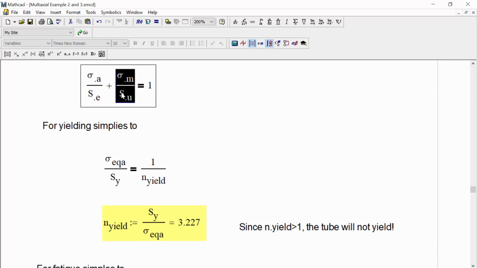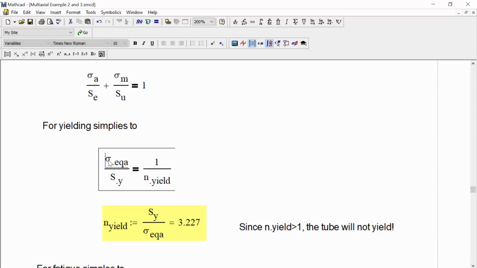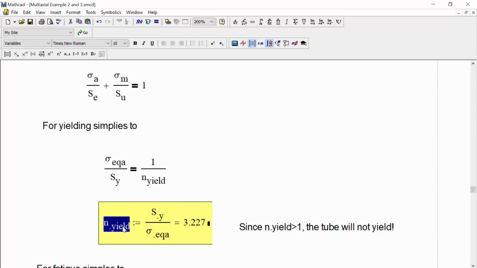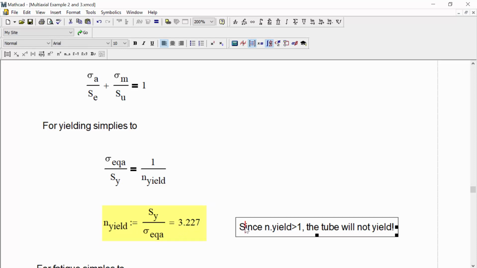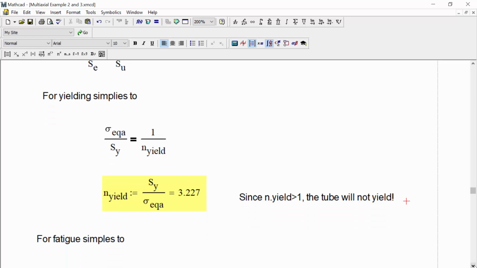Now, luckily, since the mean stress is equal to 0, our equation becomes much simpler. And so the safety factor for yielding is equal to the yield strength divided by our von Mises stress amplitude. So the safety factor to yielding is 3.227. Since that factor is greater than 1, the tube will not yield. We do not expect yielding to occur.